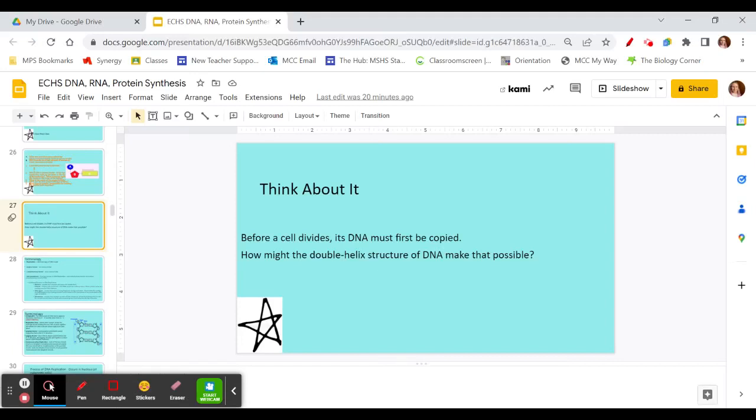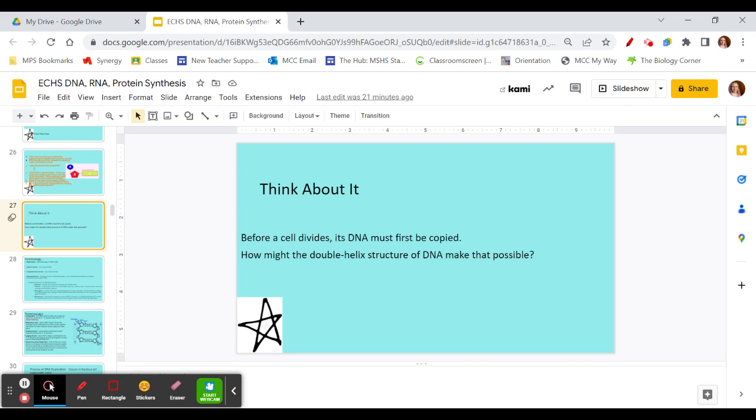Okay, so this set of notes is over DNA replication and kind of the steps that happen when DNA needs to replicate before cell division. To get us back into stuff we learned in November, before a cell divides, mitosis and meiosis, DNA has to be copied.